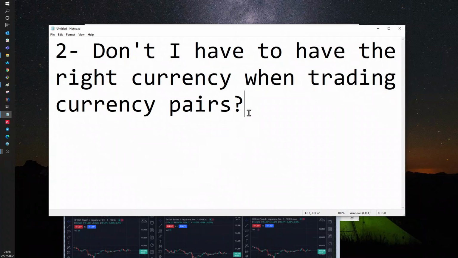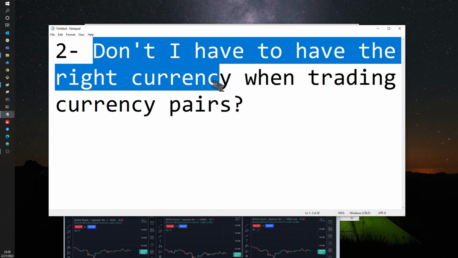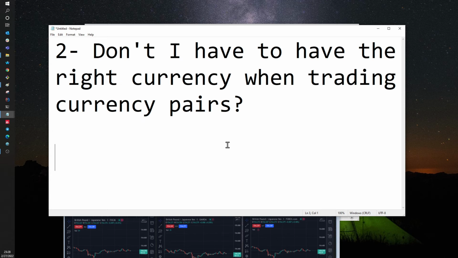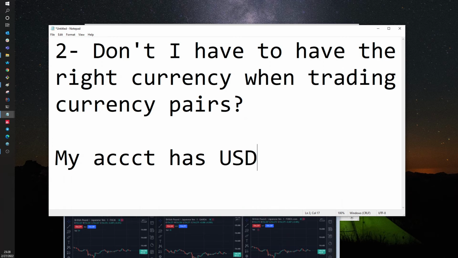Okay, our next topic. Don't I have to have the right currency when trading currency pairs? Or in other words, another way of saying that is, my account has USD in it.